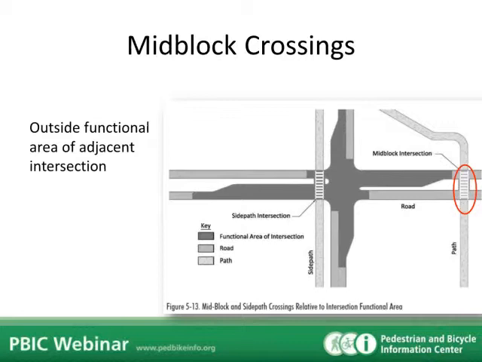So here's just an example of a mid-block crossing, and the key here is that it's outside the functional area of the adjacent intersection. Depending on speed and volume, that distance from the intersection may vary, but the idea is that you don't want the motor vehicle traffic at an intersection, if at all possible, to back up through the path area if it's too close to the intersection, causing other kinds of challenges.